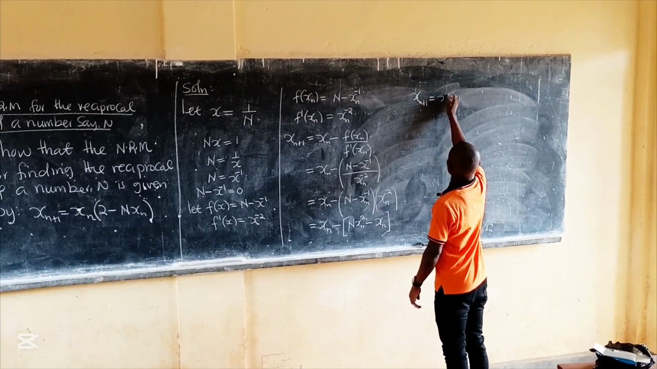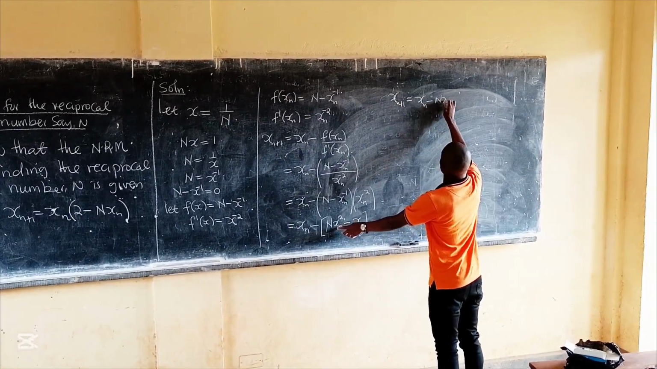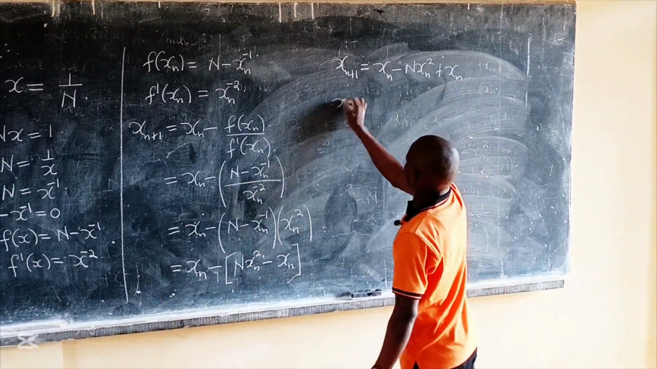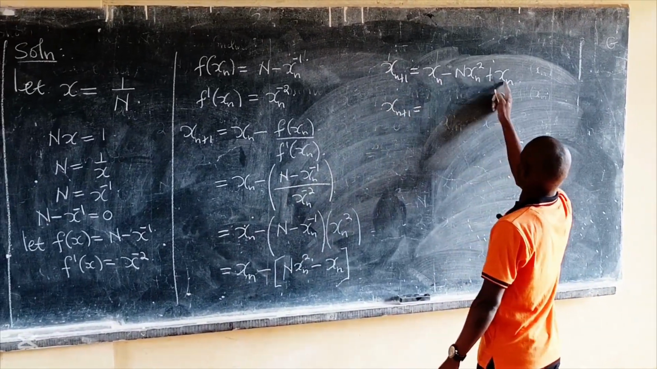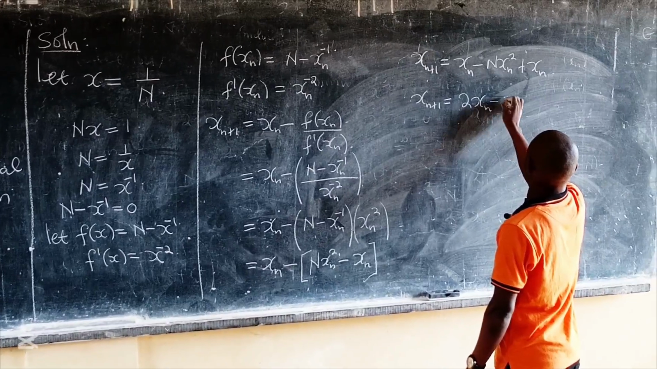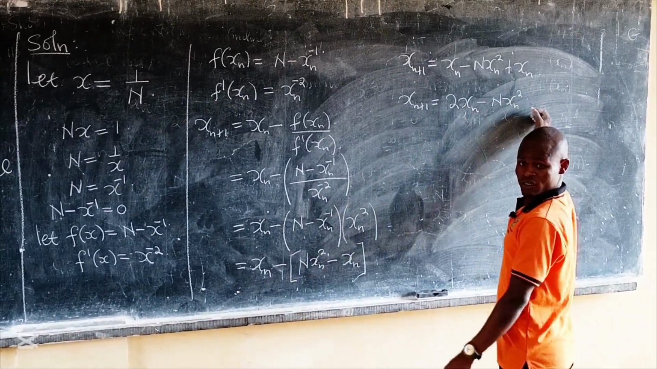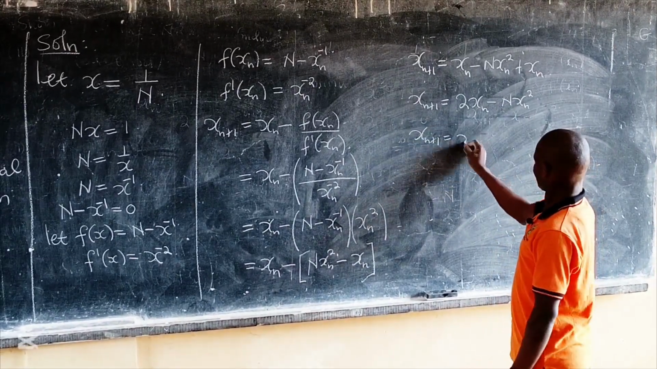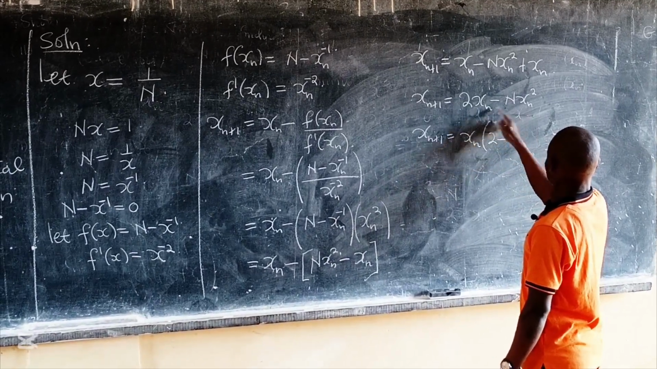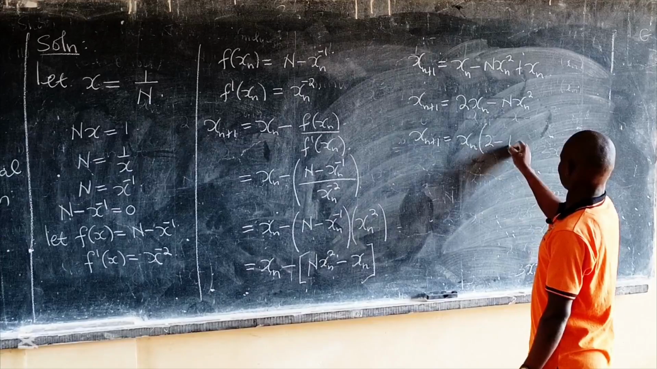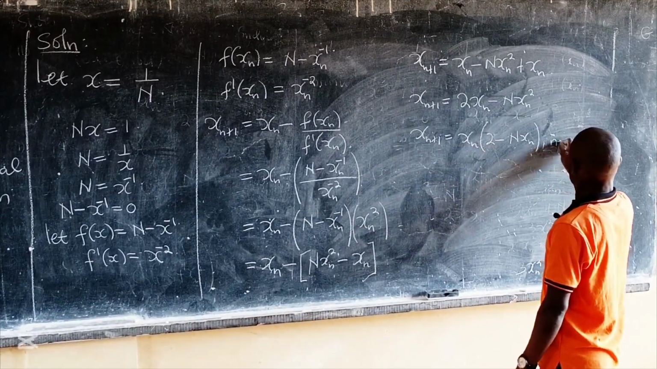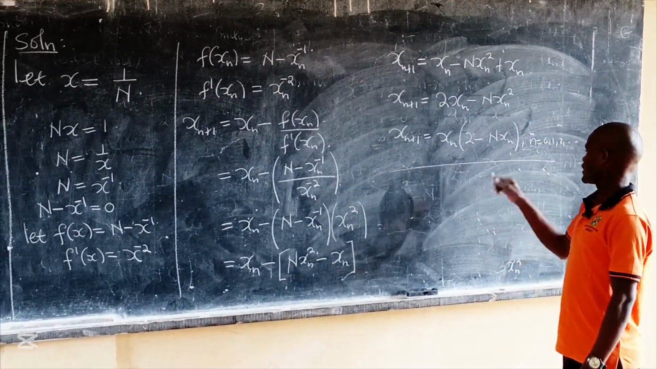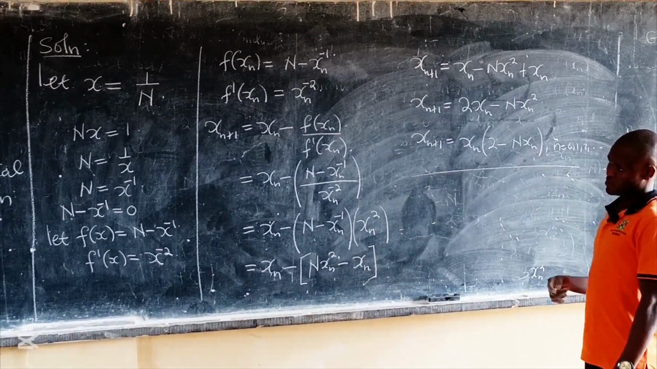we have x_{n+1} giving us x_n, this is minus n x_n power 2, and the negative and the negative give us a plus x_n. So I have x_n with x_n, that is 2 x_n, then minus n x_n squared, and at the end of the day we have our x_{n+1}. What is common here is x_n, so that is x_n into (2 minus n x_n), and this is for n equals 0, 1, 2, and so on. So this is the Newton-Raphson formula for computing the reciprocal of a number n, just as brief as that.